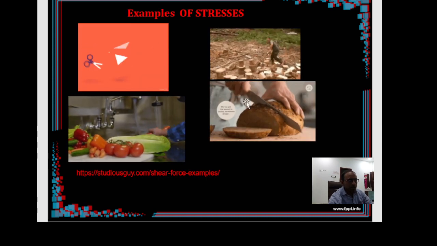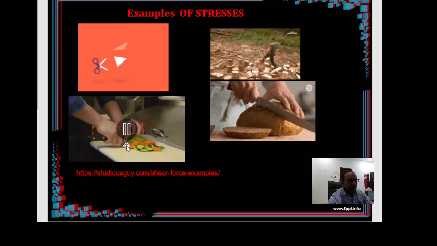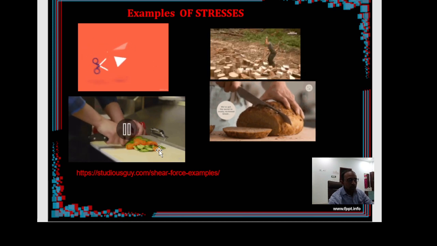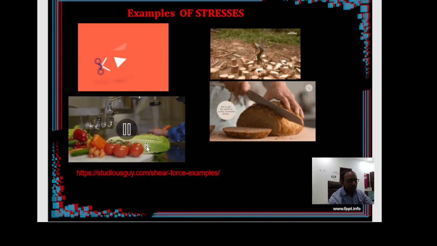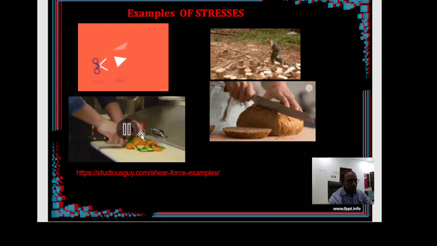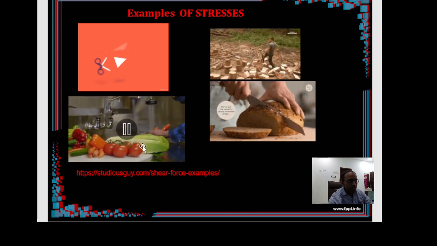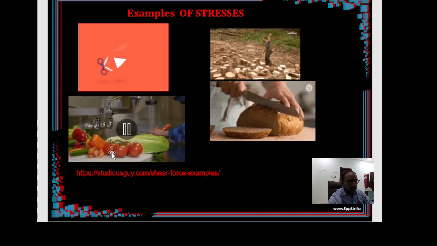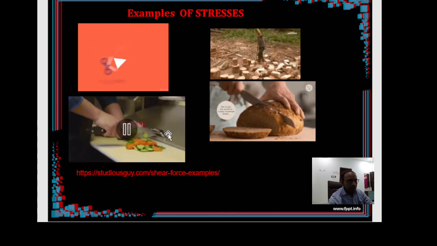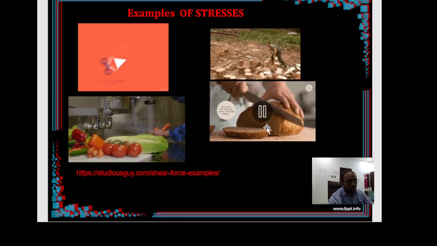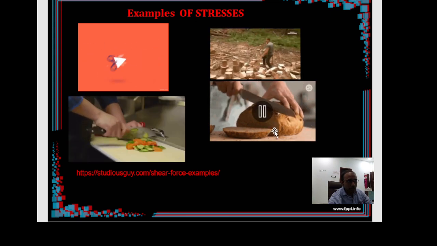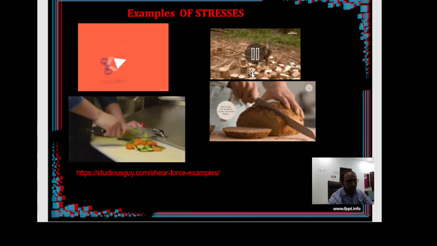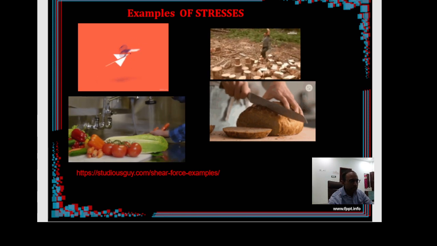Here are many such examples we can relate in daily life. Cutting of vegetables, you can see here. You take a vegetable and press with a knife. The shear force will be acting in mutually opposite directions on both faces of the vegetable, and then it will be cut into pieces. Same thing, cutting a bread here. Pieces are torn off because the shear force is acting in mutually opposite directions. Similarly, cutting a log of wood and so on. Many such examples you can see.